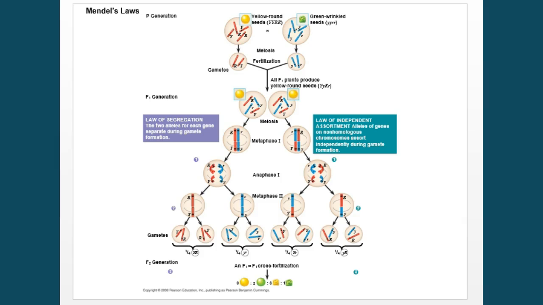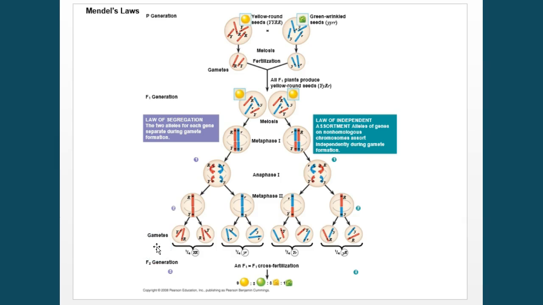Alright, let's take a closer look. If you have heterozygote parent cells going in at the end of meiosis I, going into meiosis II, your chromosomes will line up at the center of your cell. From here we can see how the two alleles for each gene separate during gamete formation, showing the gametes separate.